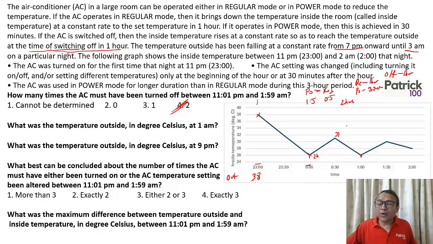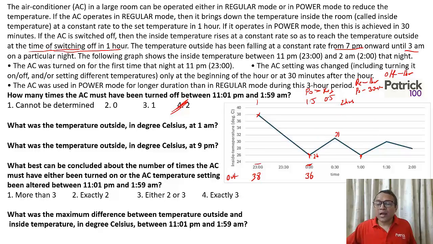That means if it continues for 1 hour, it would have gone to 36 degrees. 36 means the outside temperature here would be 36 in that case. Because in half an hour it increased by 5 degrees. So if it had gone for 1 hour, it would have reached the outside temperature, which is 36 at the time of switching off. So at the time of switching off, 12 o'clock, the outside temperature is 36.